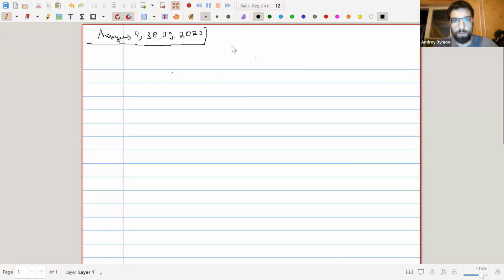So the last time we stopped at the second equivalent definition of the Markov chains, but we haven't proved that the definitions are equivalent. So that's what we will start today's lecture with. Let me recall the notation.